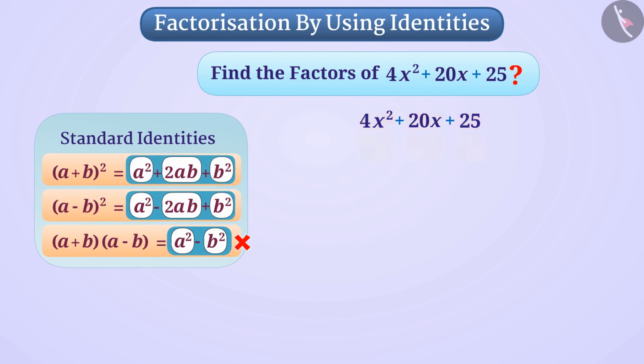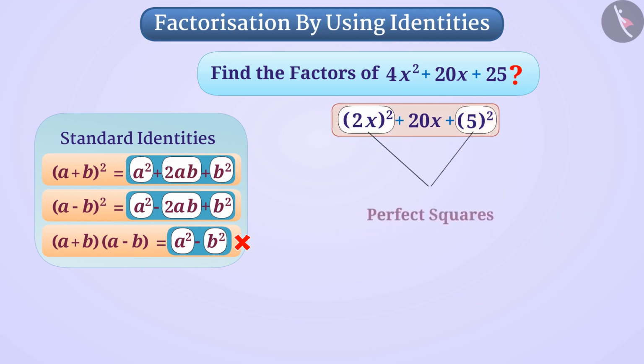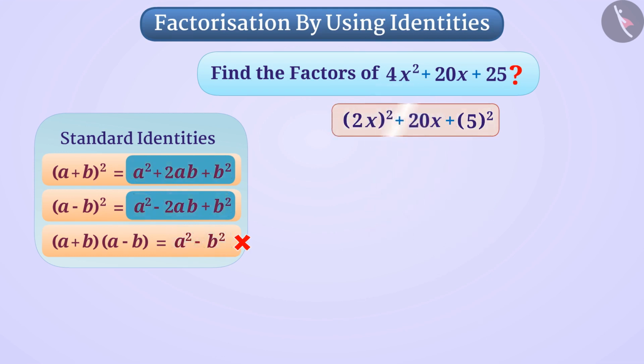We can write 4x square as (2x) square and 25 as 5 square. In this way, we see that the first term and the third term in this expression are perfect squares. At the same time, we also see that the sign of the middle term is positive. Can you tell me which of these expressions correspond to the right side of the standard identity? Think.